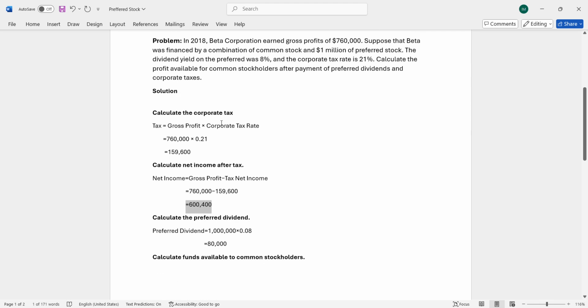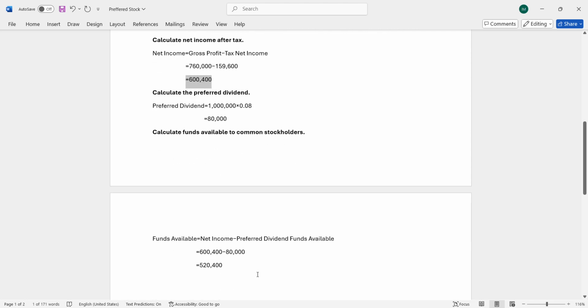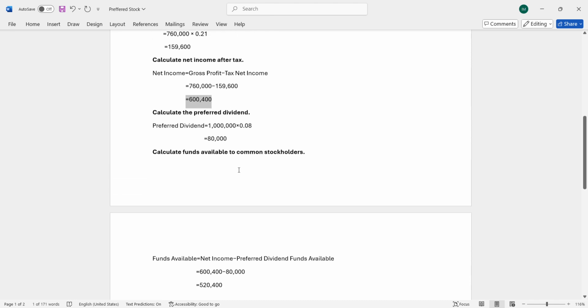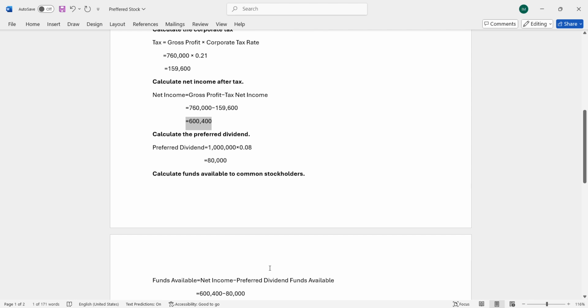So for the intuition of this kind of concept, you can just follow this formula step by step. First find out the tax amount, then find out the dividend amount, and first pay the preferred stockholder their due dividend, and then the rest of the net income will be available for the common stockholder. If you follow these step by step rules, it will be easier for you to calculate the available net income for both the common stockholder as well as the preferred stockholder.